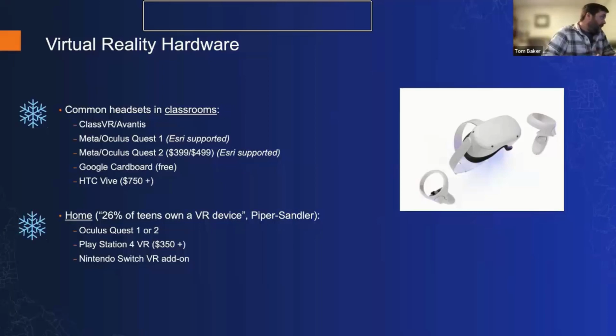These headsets, and there's an interesting stat there on the home line. That Piper Sandler survey that came out just this fall showed that about 25%, 26% of your high school age kids have access to a headset at home. Now, they probably can't bring them in because in some cases they're going to be attached to their PlayStation or attached to their Nintendo Switch. But they have access to the devices. And of course, some will be also using Quest 2. It is a very common and popular gaming platform.